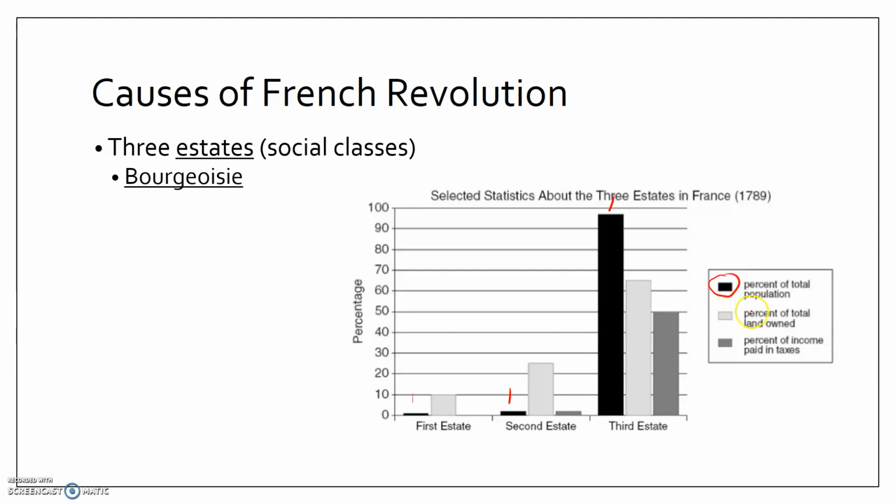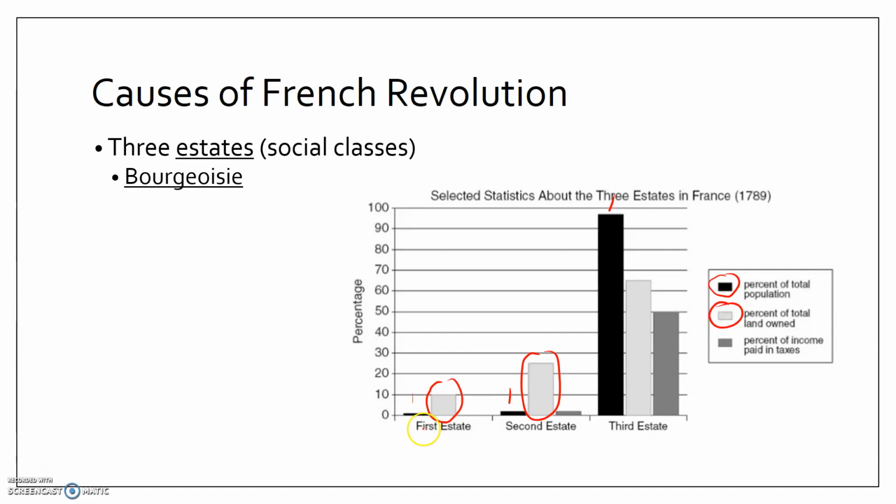And then you look at the percent of land owned. The first estate owns 10%. Second estate, like 25%. And the third estate, about 65%. So you think, well, the third estate owns 65%. That's not bad. That's more than half of it. Right, but look at it proportionately.